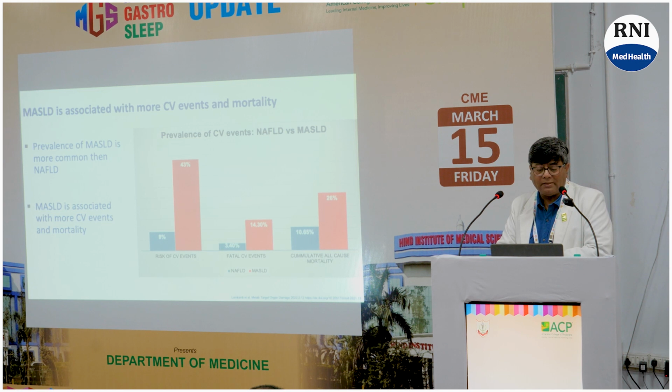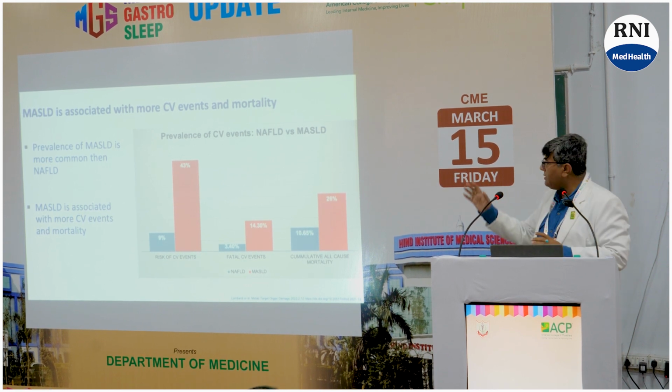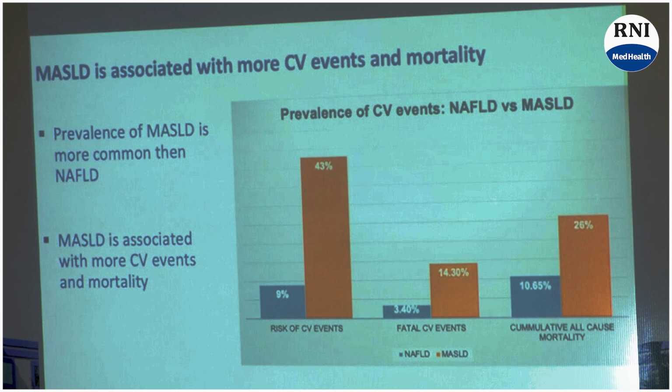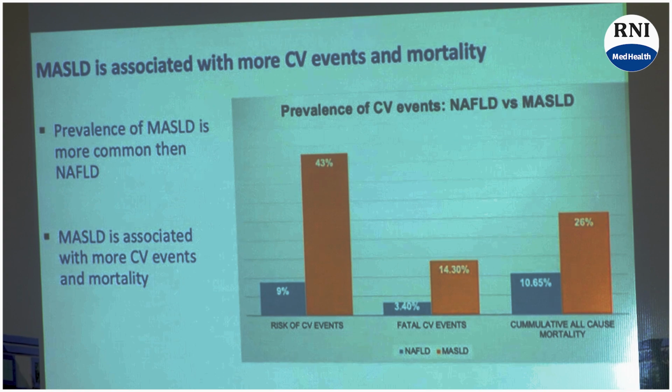MASLD is associated with more cardiovascular events and mortality. So prevalence of MASLD is more common than NAFLD. MASLD is associated with more cardiovascular events and mortality, and you can see this difference is not a little bit different. This difference is very huge. You can compare it. NAFLD is the blue one and MASLD is the orange one. So against the 9% risk of cardiovascular events in NAFLD, MASLD, which is fatty deposition associated with metabolic condition, has 43%, even more than 4 times.